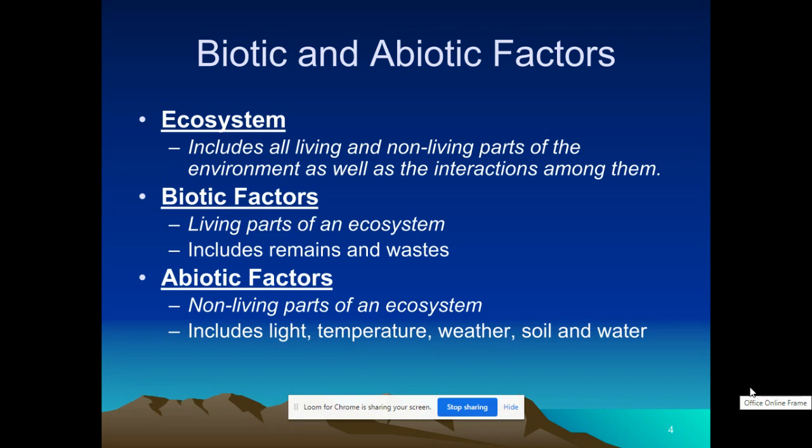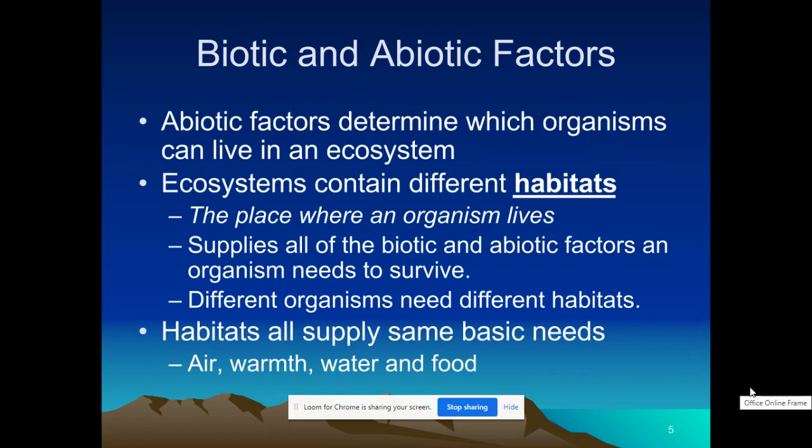Abiotic factors are your non-living things: light, temperature, weather, soil, water. Those are the things that are non-living and they affect the environment. Abiotic factors determine which organisms can live in an ecosystem.